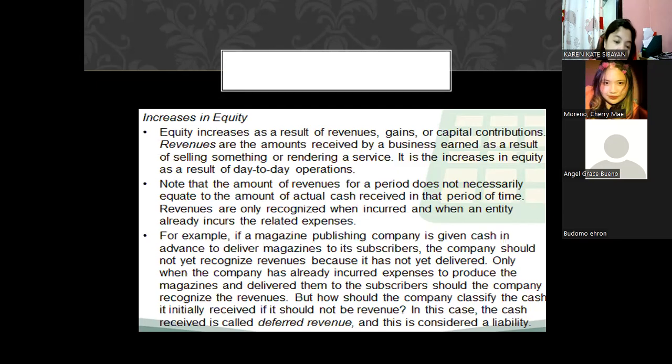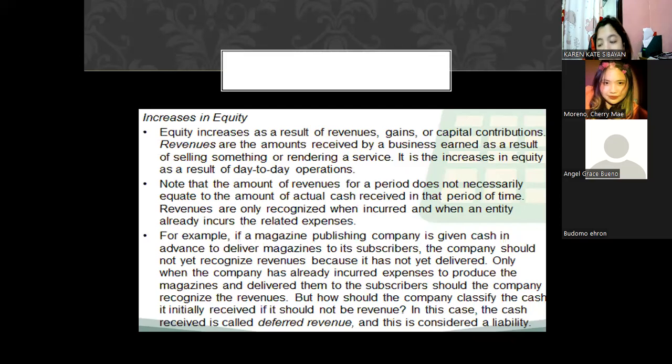Okay? So for example, if a magazine publishing company is given cash in advance to deliver magazines to its subscribers, the company should not yet recognize revenues because it has not yet delivered. So once na-release na or na-deliver na yung magazines, then saka pa lang ma-recognize yung revenue. Okay? So may question dito, how should the company classify the cash it initially received if it should not be revenue? So in this case, the cash received is called deferred revenue.